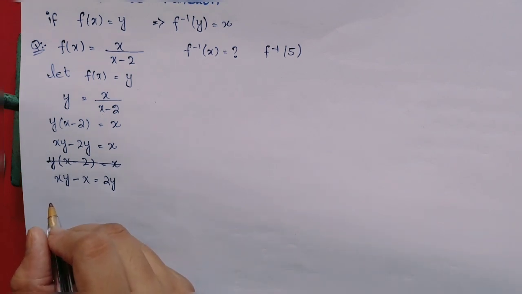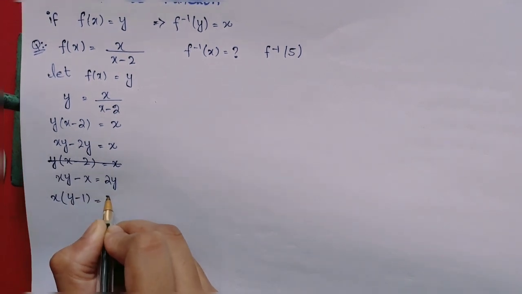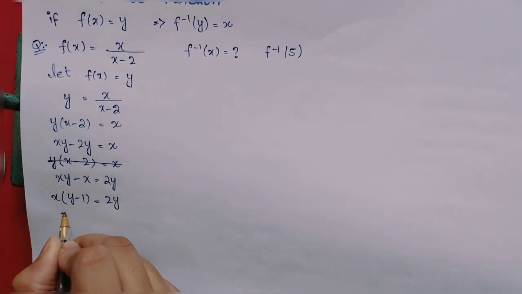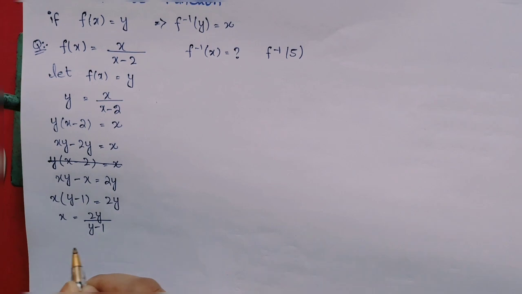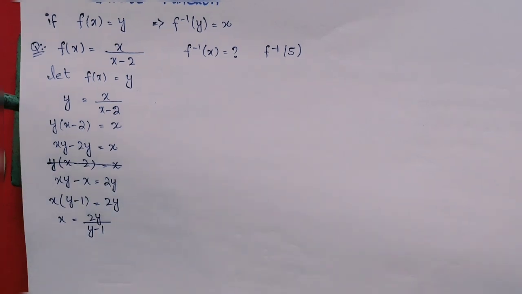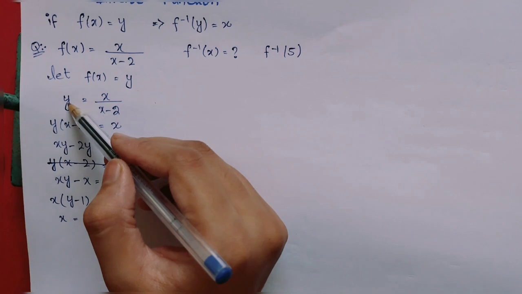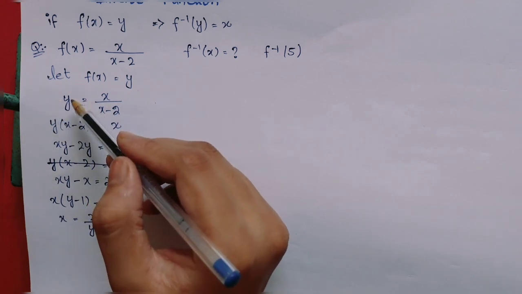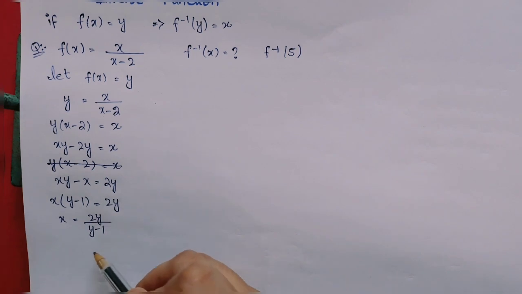Let's take the common. x is common, and it becomes x(y minus 1) is equal to 2y. Now x is equal to 2y over y minus 1. Keep in mind, you have to do this. You have to let f of x is equal to y, and then solve or simplify it like this. You get x is equal to an expression in the form of y.